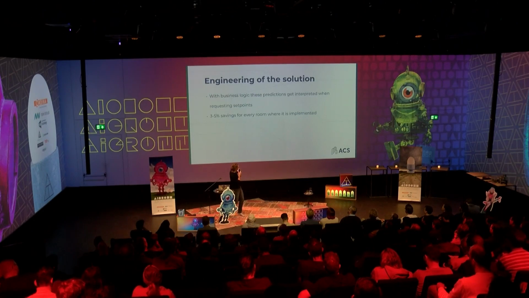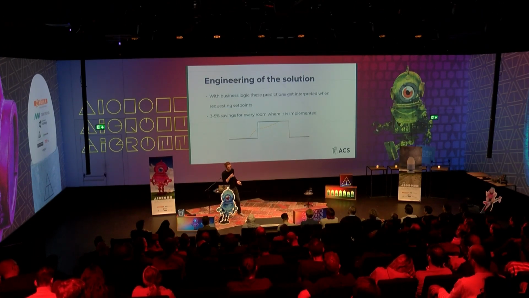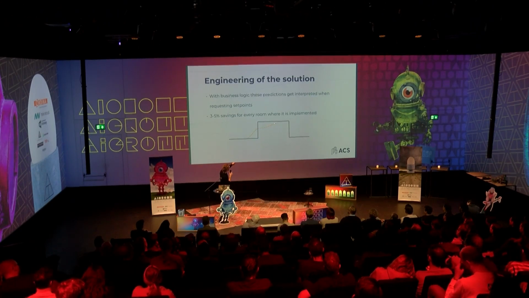And how does the result look? It looks a bit like this, right? This is a bit extreme example with a lot of discomfort that's accepted, but you can configure those in our platform, for example, say I only accept 1 degree discomfort, and then it's going to adjust accordingly. And this means that we only have to heat for this part, and all this heating is done by the weather. And this is an extreme case. In general, it's about 3 to 5% savings for every room where it's implemented. All right?